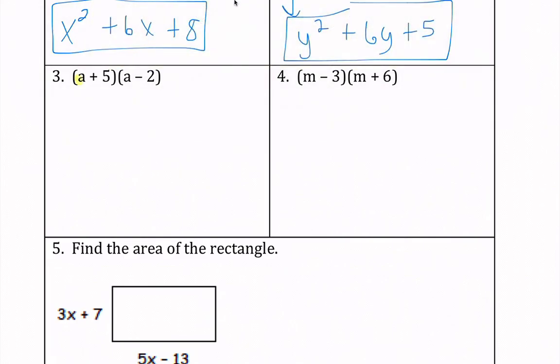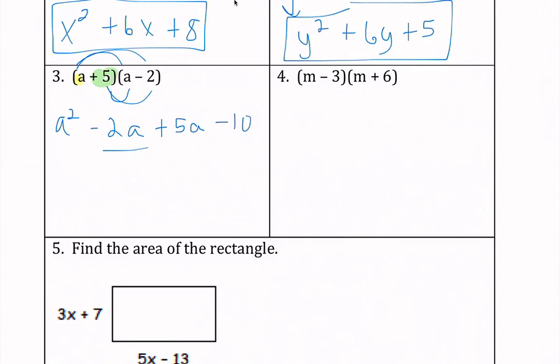Alright, so I'm going to multiply by a. A times a is a squared. A times negative 2 is a negative 2a. So now I need to multiply by this positive 5. 5 times a is 5a. 5 times negative 2 is a negative 10.